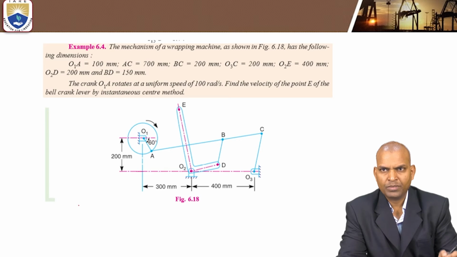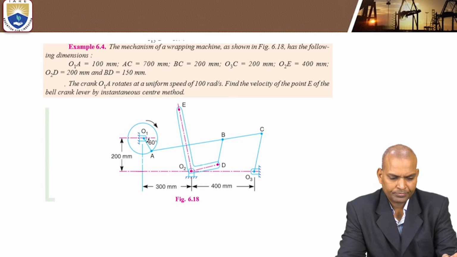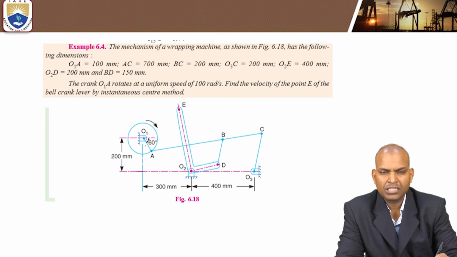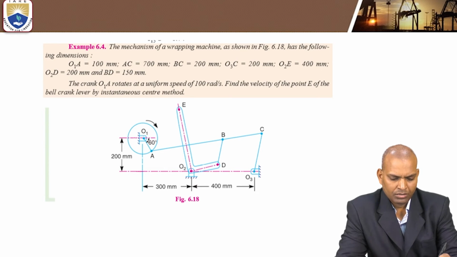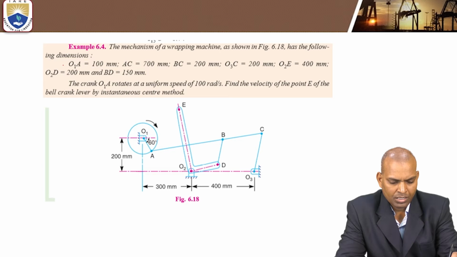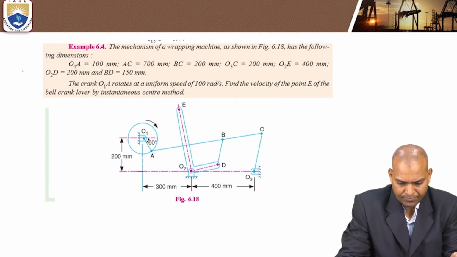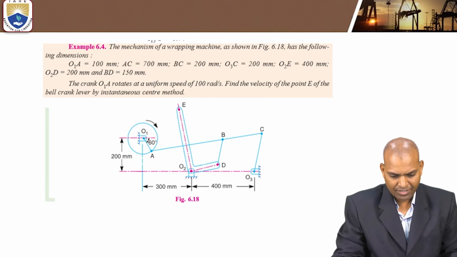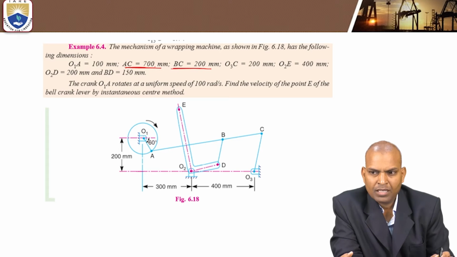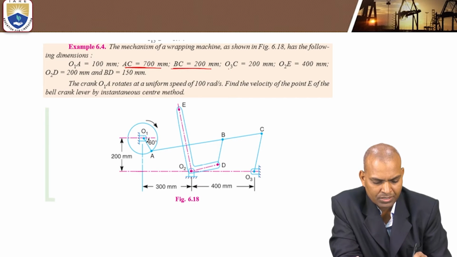So the mechanism of a wrapping machine has the following dimensions. There are various points: O1, A, B, C, D, O2, E and O3. The length O1A is 100 millimeters, AC equal to 700 millimeters, and BC equal to 200 millimeters. AC is 700, BC 200 millimeters.